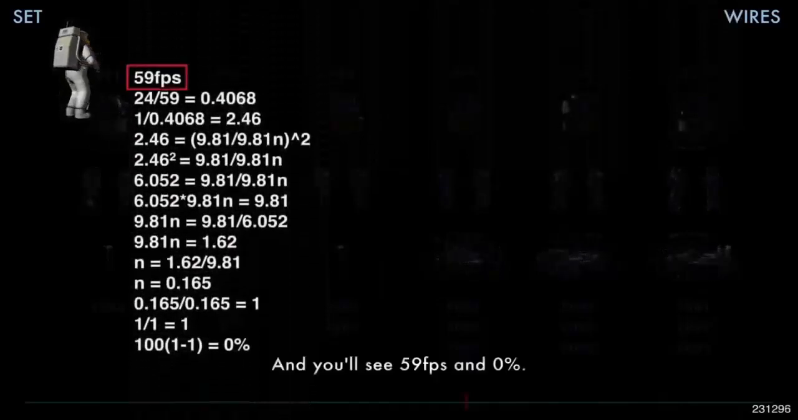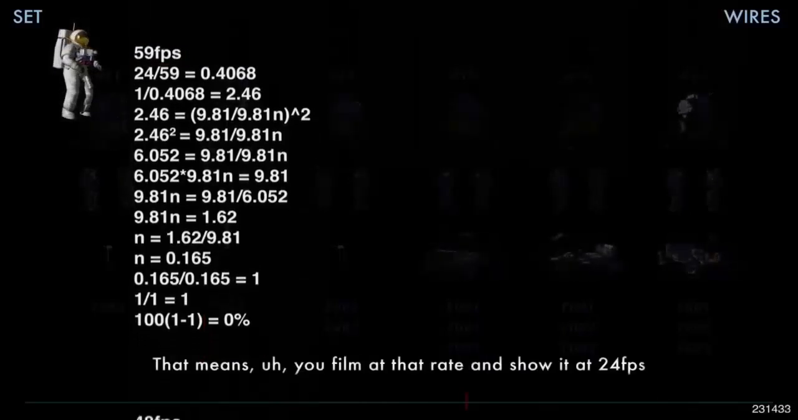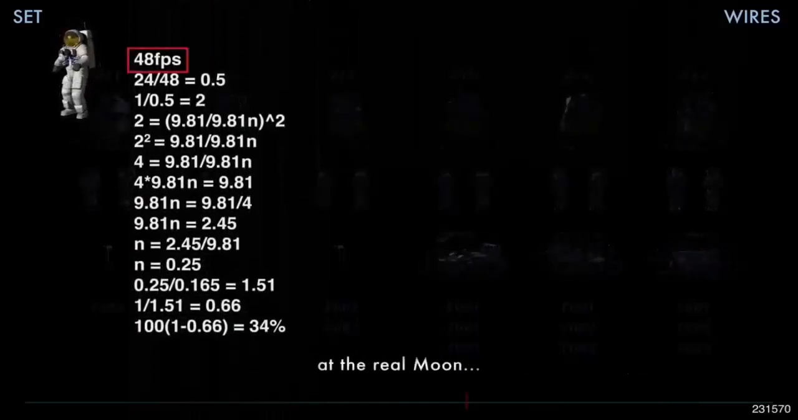And you'll see 59 frames per second and 0%. That means you film at the rate and show it at 24 frames per second, and it will look like it is falling on the real moon.